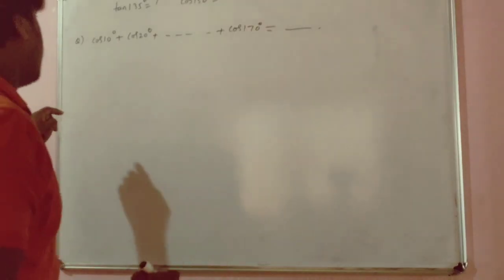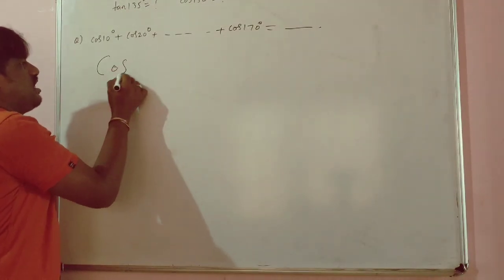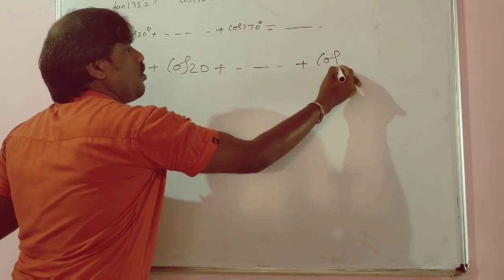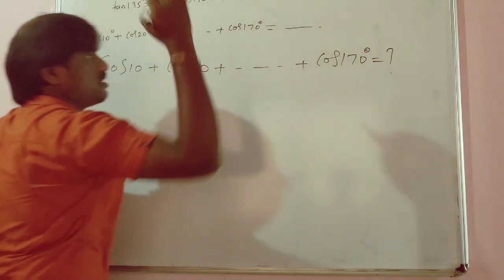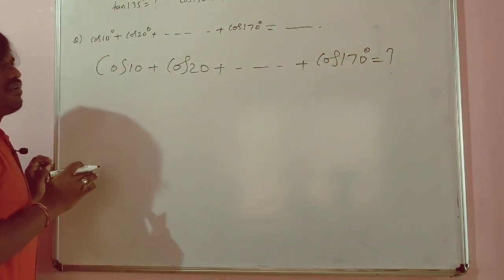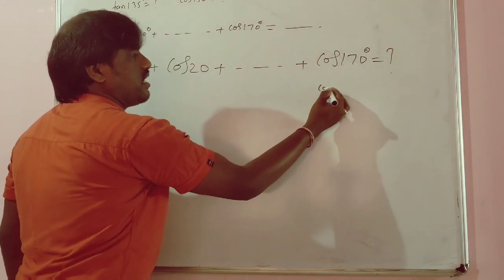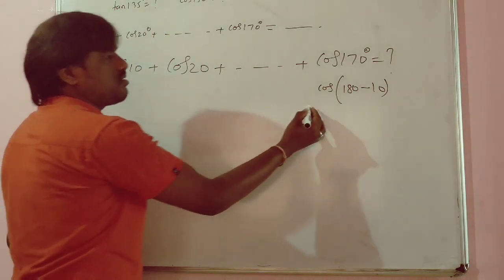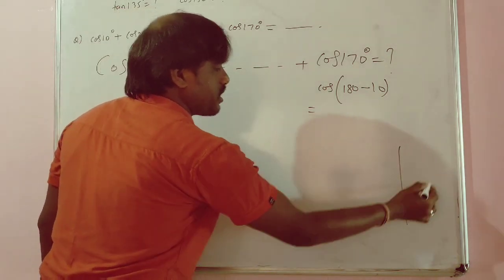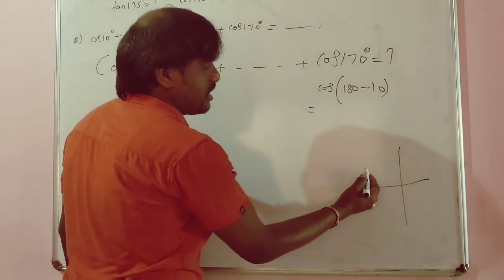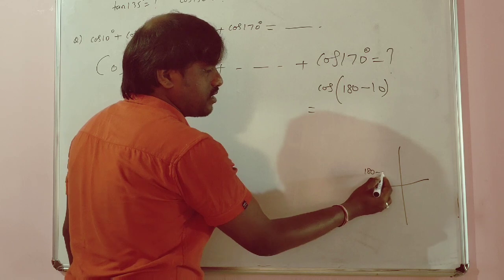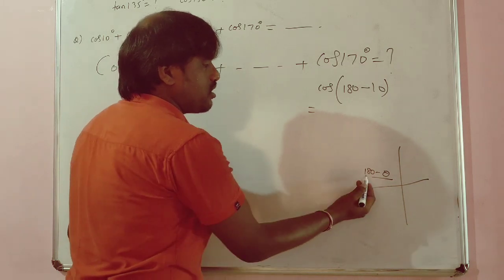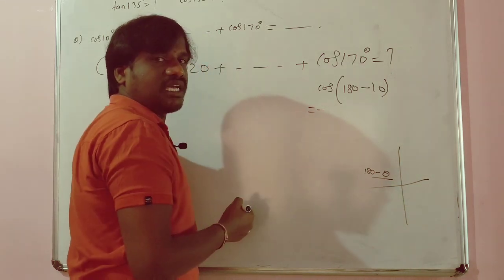Now here: cos 10 degree plus cos 20 degree plus cos 30 degrees, and so on, plus cos 170 degree, is equal to how much? This is the question. Whenever you have cos 170, can I write it as cos 180 minus 10? So cos 180 minus 10, which quadrant is it? 180 minus theta is the second quadrant. In second quadrant, cos is negative.